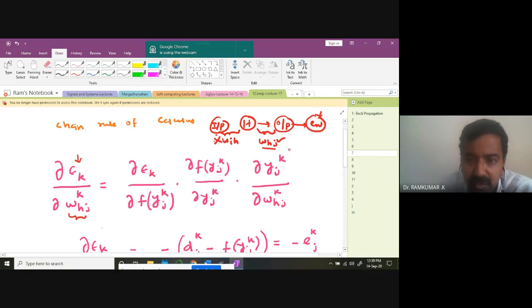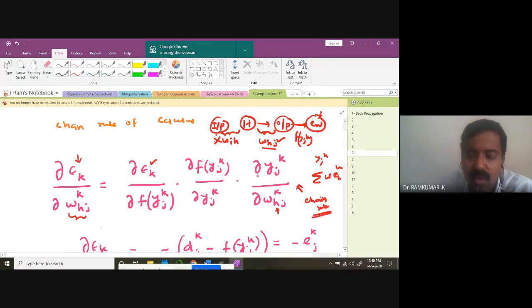So how are we going to proceed? We know this total error, and we compute ∂EK by ∂f(YJK). What is that? f(YJK) is the output. First you find the derivative of that: how this error changes with respect to the output, and then how the output changes with respect to the activation YJK. That is the activation summation of the previous layer weights and the corresponding inputs HK. Then how that YJK is going to vary with respect to WHJ. That's how this chain rule really works.